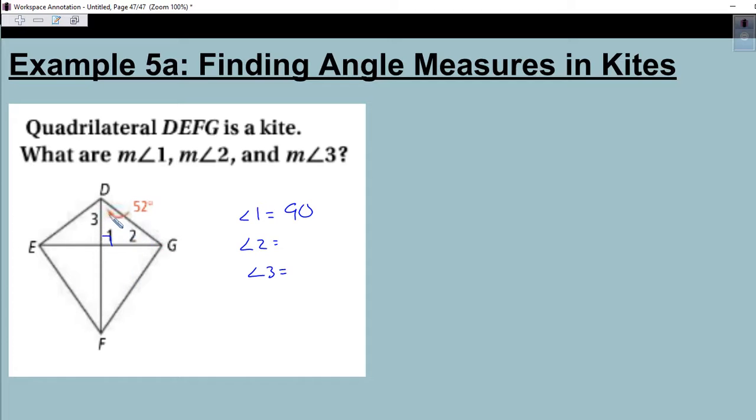So now, if this is 52 degrees, that means angle 3 has to also be 52 degrees, because they're the same. The longer diagonal bisects it, cuts it in half. So this is 52 here. And then to find our last angle, we can take 90 minus 52, and that gives us 38. So 38 degrees is the value of angle 2.